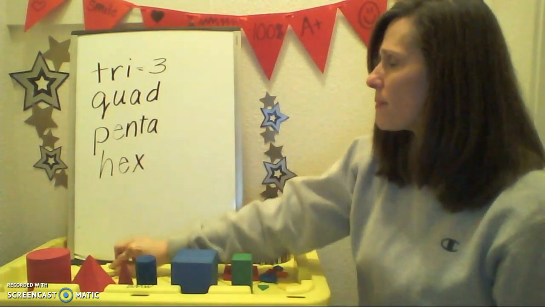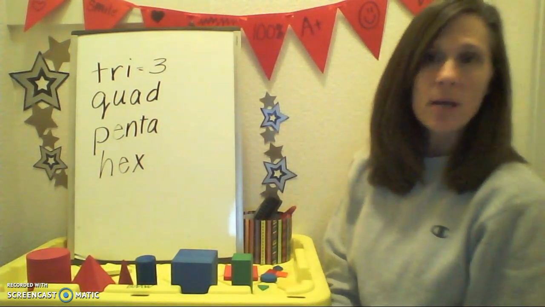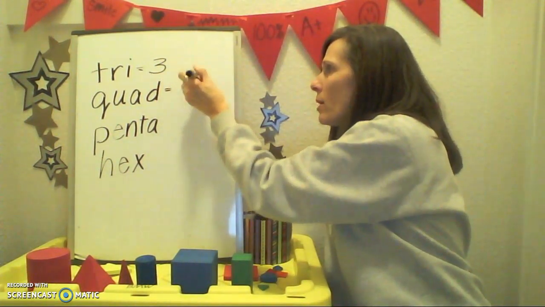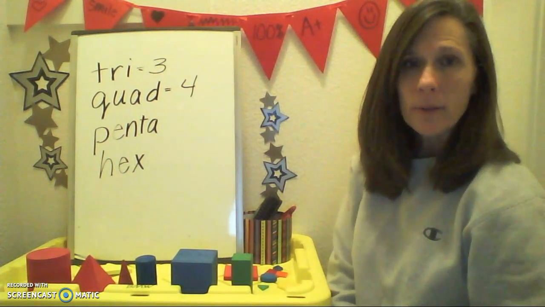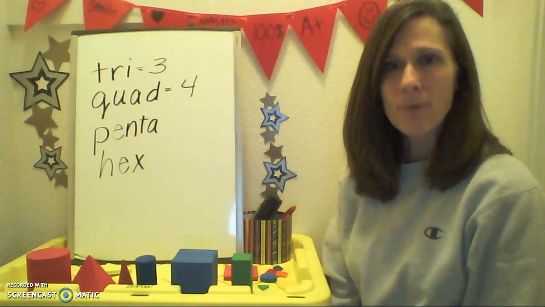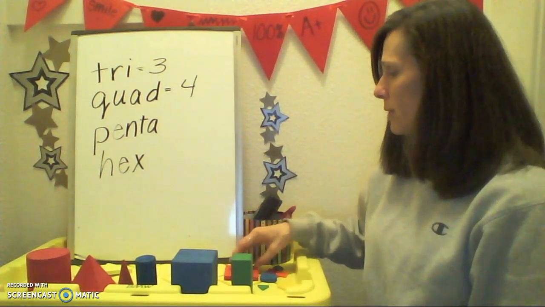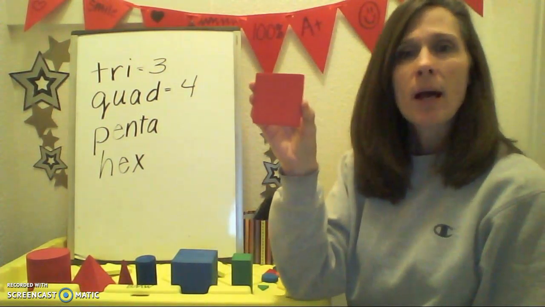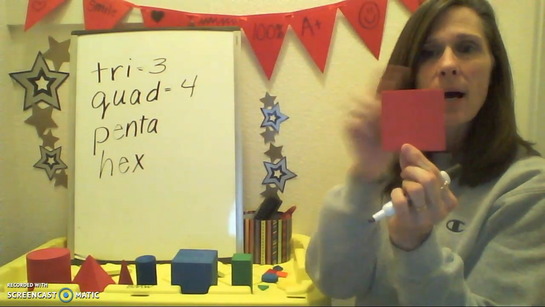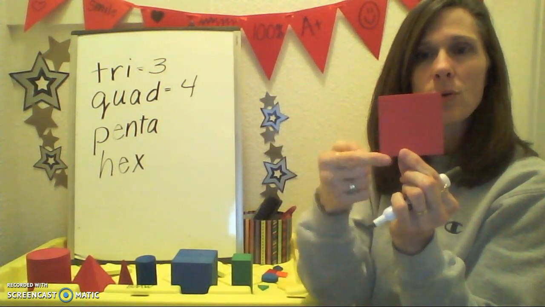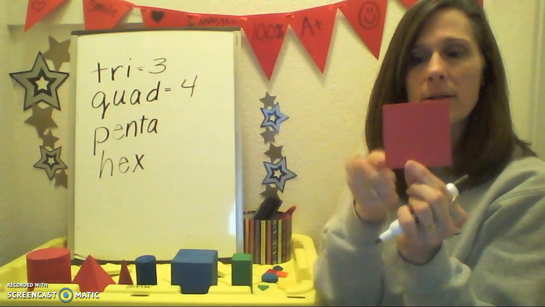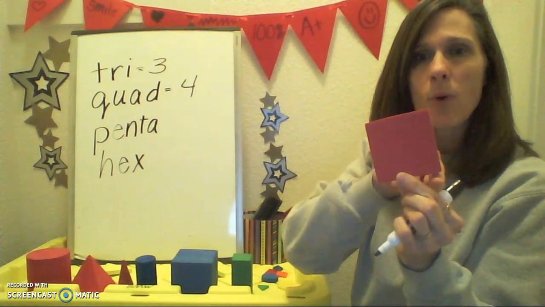Okay, another math word that we talked about last time was the word quad. And quad means four. And remember, those are shapes that have four sides and four angles. So last time we talked about a square, right? A square has four sides, 1, 2, 3, 4, and four angles, 1, 2, 3, 4.